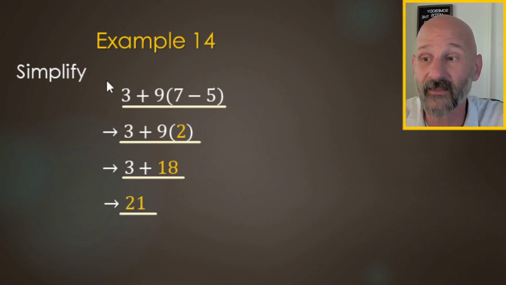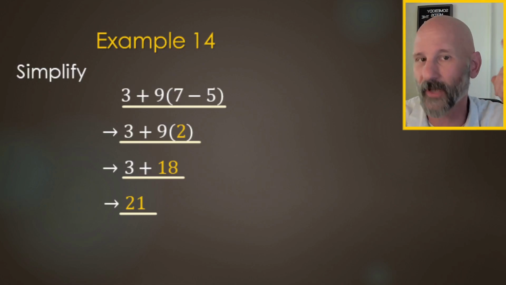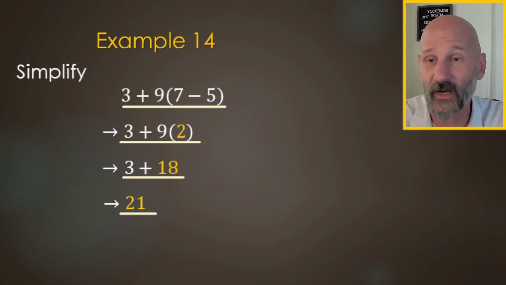So this one does tend to trip people up quite a bit, because they see that 3 plus 9, they think, oh, I'm going to do that first, and they're wrong, right? We have to make sure that we're doing the order of operations correctly.